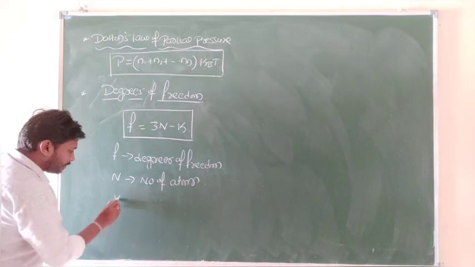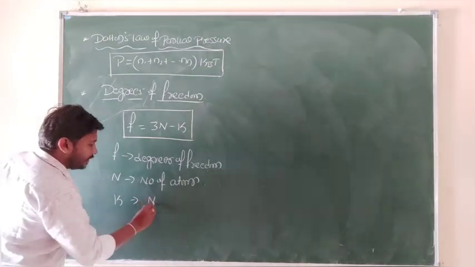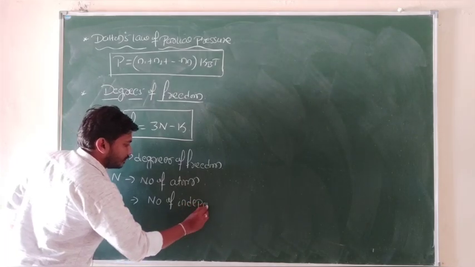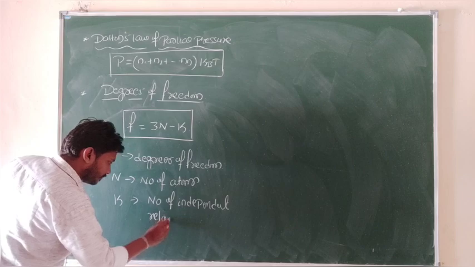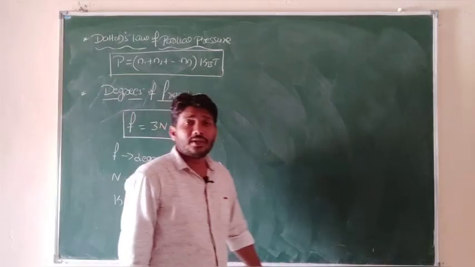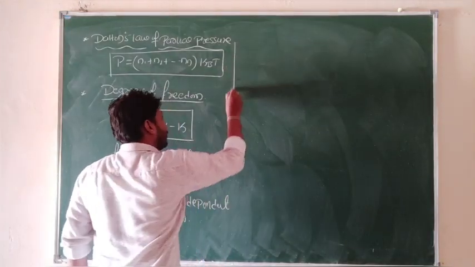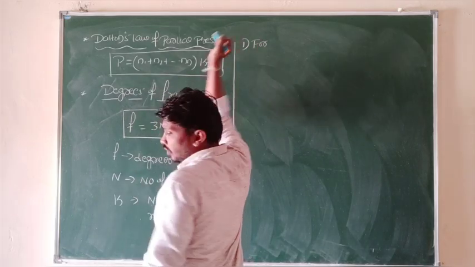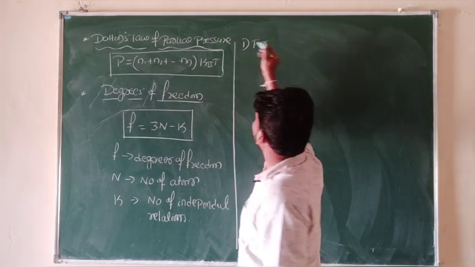Where k stands for the number of independent relations. K stands for number of independent relations, right? Then for monoatomic gas, how many degrees of freedom shall we consider? First, for monoatomic gas, how many degrees of freedom are present?